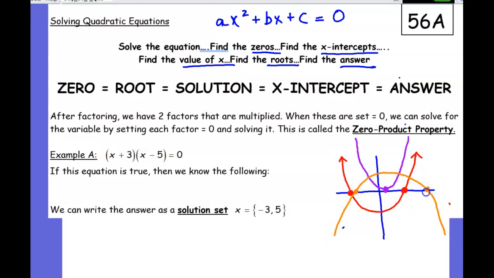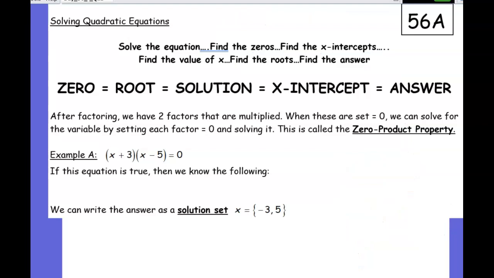Okay, I did it backwards there. But if you did it, say something like this, where you were down here and it never crosses the x-axis, that would be no solution. Okay, we're going to be talking about that. I know it's a little confusing there. But we're going to start with what we did last unit where we learned how to factor.